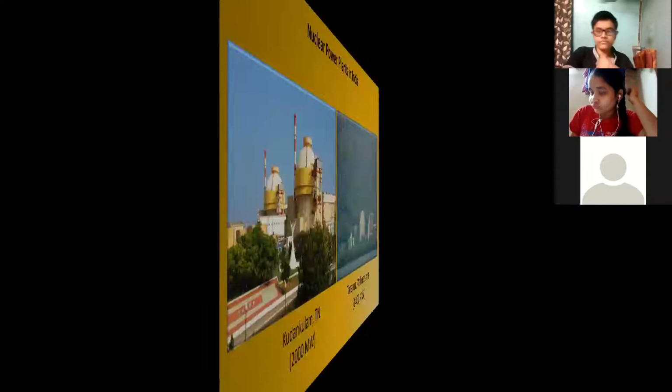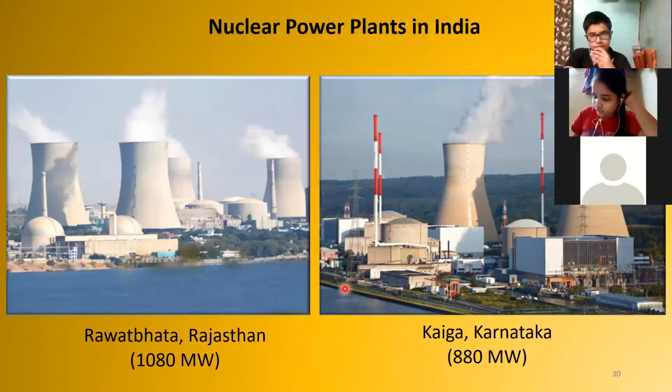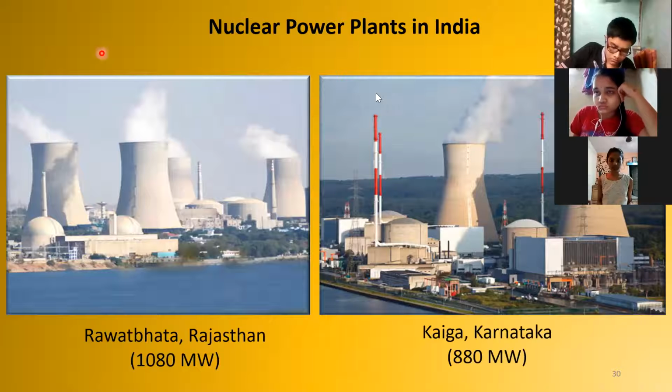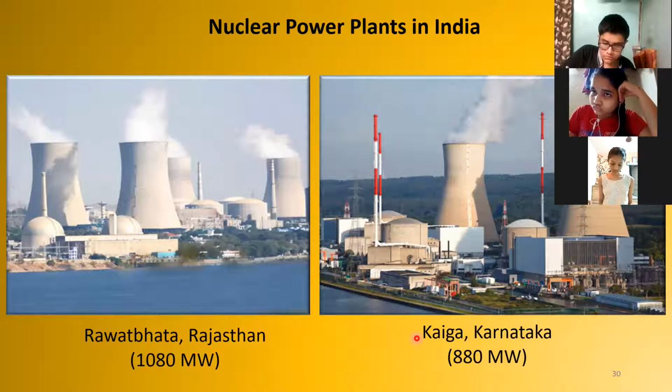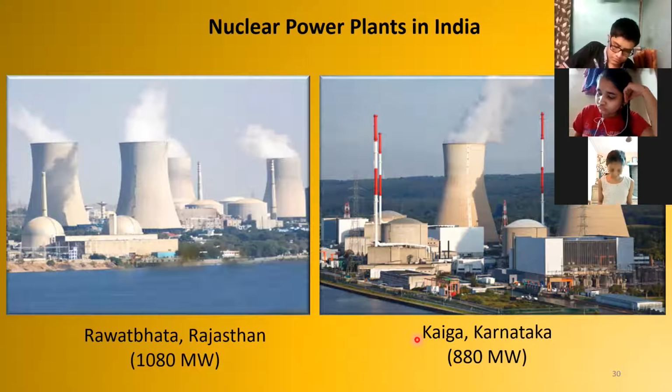Okay. Then you have Rawat Bhatta in Rajasthan, which is 1080 megawatts. Similarly, this one is Kaiga in Karnataka, 880 megawatts. That's why whenever there is a nuclear power plant, it is always generally constructed away from the residential areas. It is more of an isolated place.